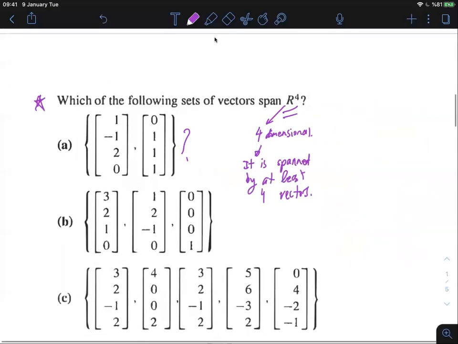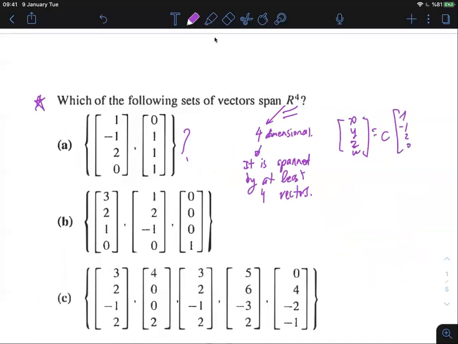Or in other words, you cannot write any 4 numbers just by using these 2 vectors. You cannot obtain all these numbers by linear combinations of just these two vectors, because with two variables there is no way. So for this reason, for this one, the answer is no. And similarly, for this one, the answer is also no, right?